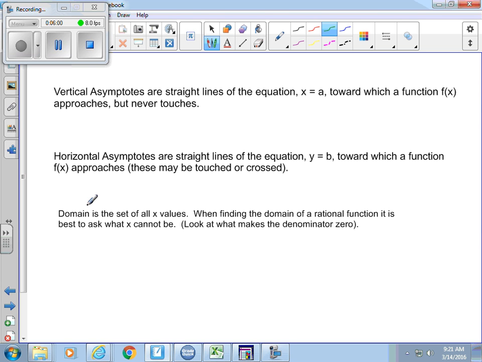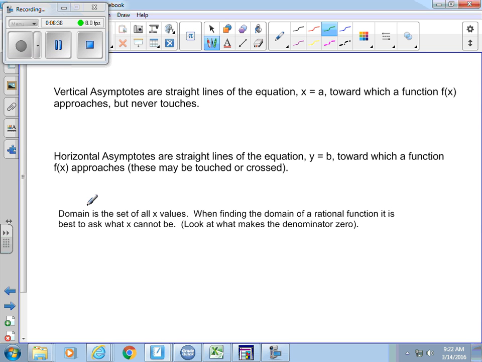Horizontal asymptotes are horizontal lines, so they're y equals equations, toward which a function f of x approaches. Horizontal asymptotes may be touched or crossed. So a common misconception with asymptotes is that you can't ever touch an asymptote. Horizontal asymptotes can be touched or crossed. They are just approached as x goes to infinity or negative infinity. It is very similar to end behavior of a polynomial, what the end of the rational function is doing.